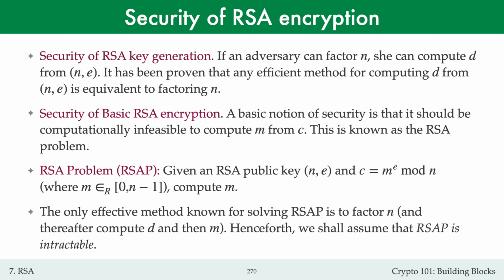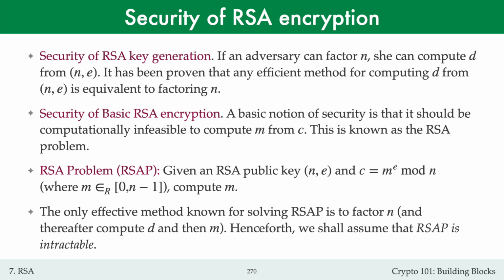The only effective method known for solving the RSA problem is to factor n. Once you have the prime factors p and q of n, you can compute phi of n, and thereafter compute d. Once you have d, you can find the e-th root of C modulo n by raising C to the power d modulo n.